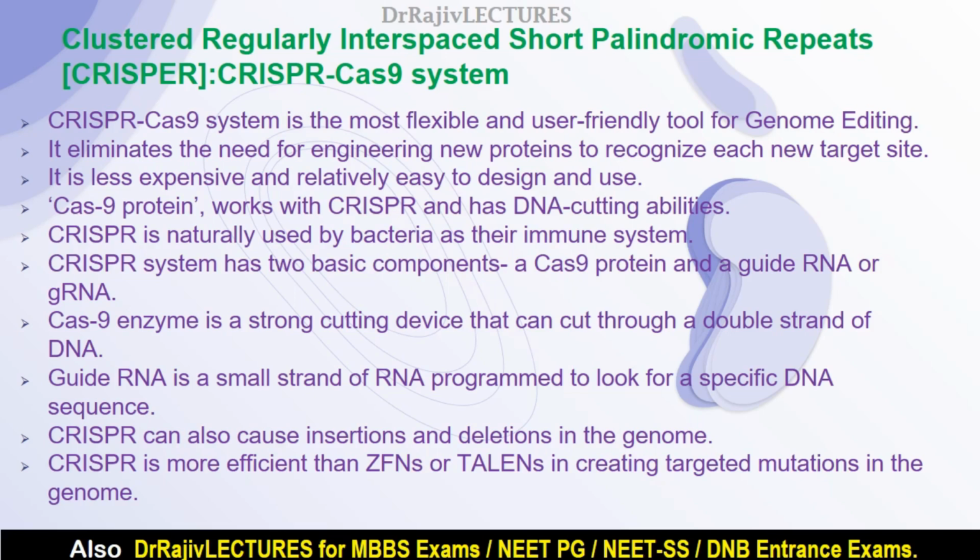The cell incorporates the new DNA into the gap automatically when it repairs the broken DNA. CRISPR can also cause deletions in the genome and can insert new DNA sequences. Many researchers have observed that CRISPR is 6 times more effective than ZFNs or TALENs in creating targeted mutations in the genome. As a result, the large genomic projects that once took many years and huge funds can now be completed in a small fraction of time and cost.